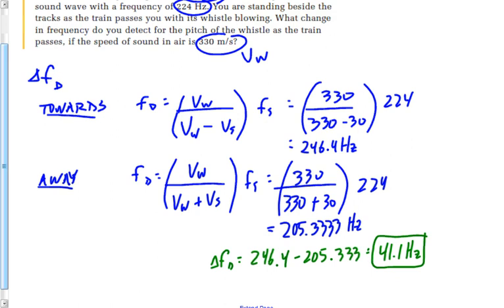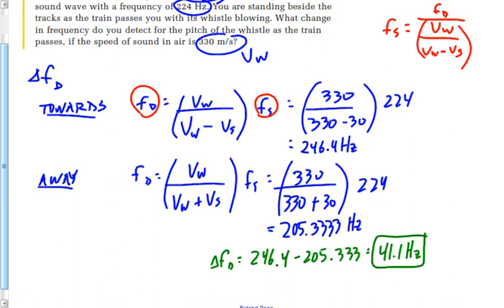Now, one final little thing here. This equation can be kind of ugly to rearrange. You will have to be able to solve for Fd. I'll also make you solve for Fs. That's not so bad. If you want to solve for Fs, let's just take that entire term, Vw over Vw minus Vs, over to the other side by dividing. So this entire term goes over to this side by dividing if you're solving for Fs.